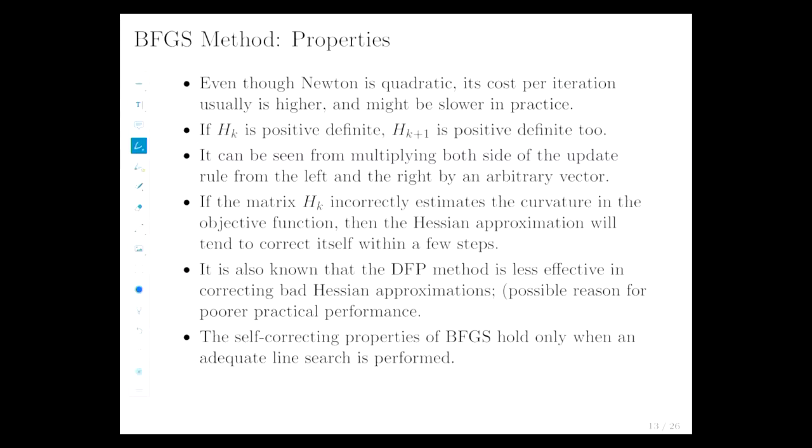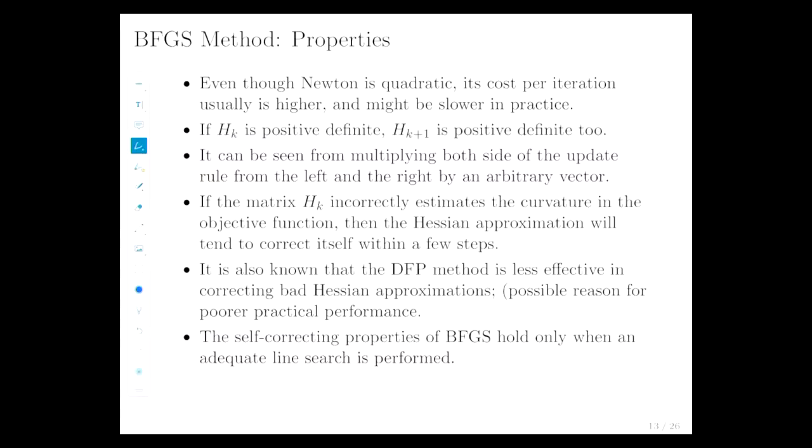Again, it's an empirical observation. If H k estimates the curvature incorrectly in the beginning, it tends to correct itself. So in the language of dynamical systems, the observer or the estimator that we've constructed is asymptotically stable. So that's what it means in that language. I have not seen any formal proof of this statement. But it seems to be the case. So if anyone can show it, that's a big contribution.